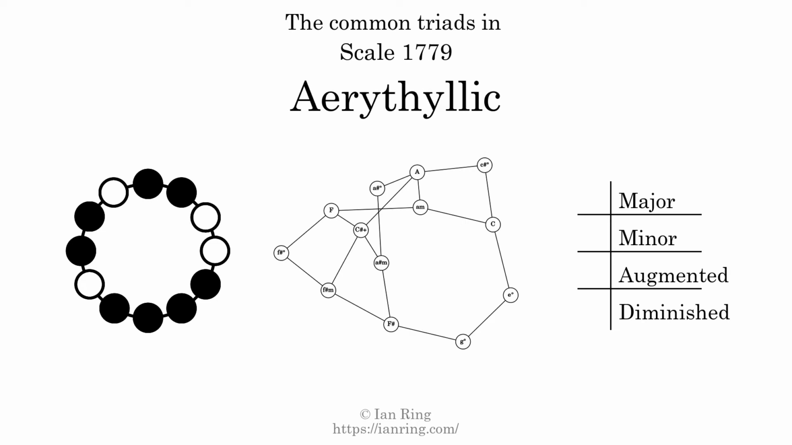The diagram in the center is a graph of parsimonious voice leading between triads. There are 4 major triads. There are 3 minor triads. There is 1 augmented triad. There are 5 diminished triads. Here is a Hamiltonian path of parsimonious voice leading that uses all the triads.